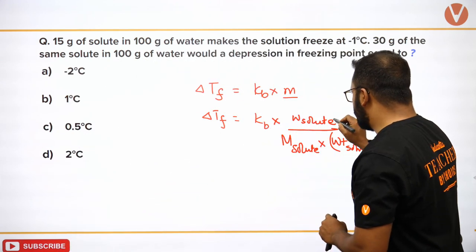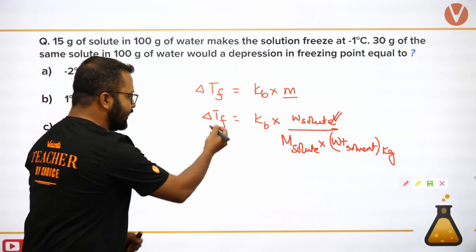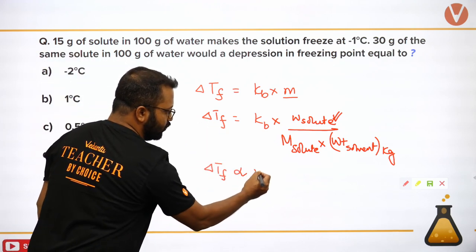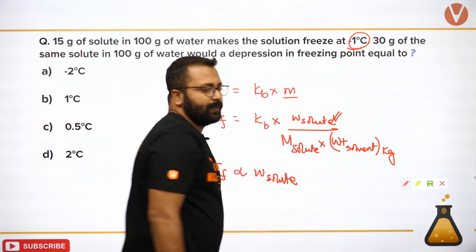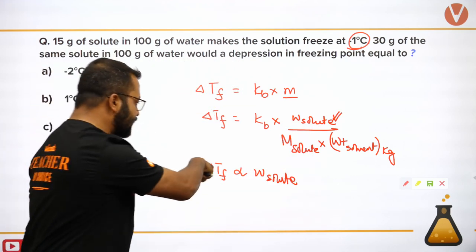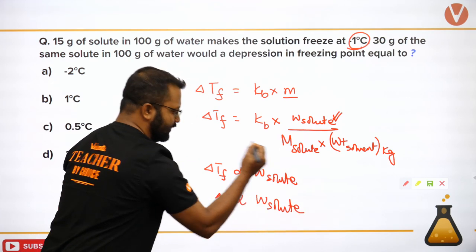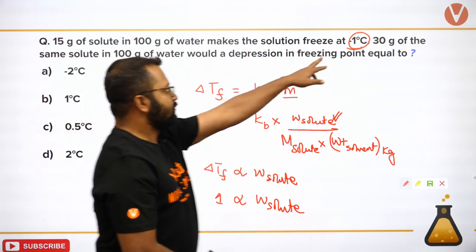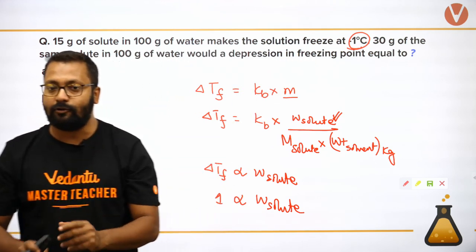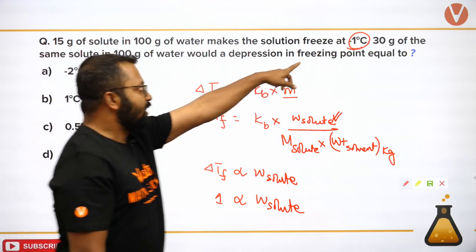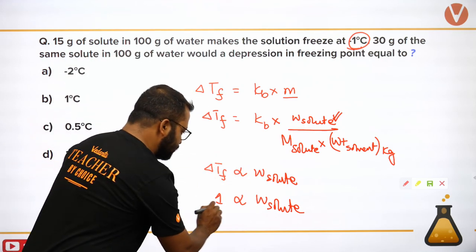What is changing is the weight of solute. So if you increase the weight of solute, del TF will change. Del TF is proportional to weight of solute. Earlier, it froze at minus 1. If the freezing point is minus 1, then del TF is equal to 1. Remember, del TF is always positive. This minus 1 is the freezing point of the solution. So del TF is 1.